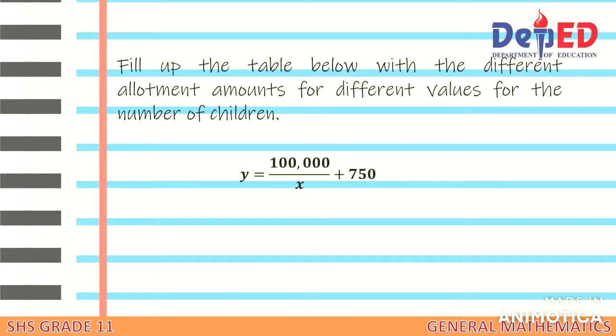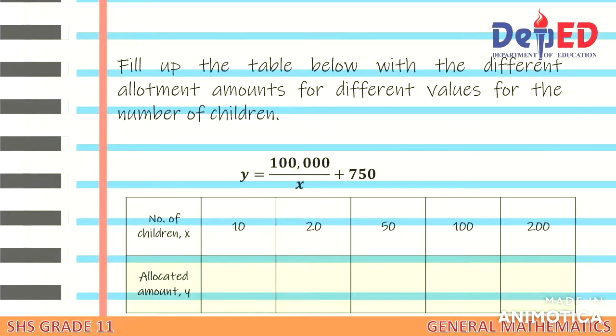So, again, we will use this equation. And let's assign values of x which are 10, 20, 50, 100, 200. So for example, 10 yung number of children natin. Tig magkano sila? So let's divide 100,000 by 10 children. Okay, anong magiging sagot doon? It will be 10,000, di ba? Plus 750. So the answer will be 10,750. Okay?